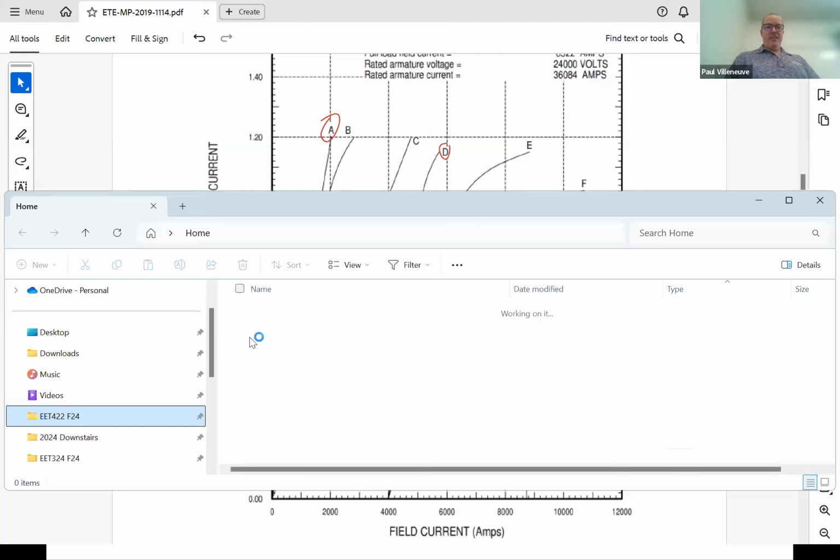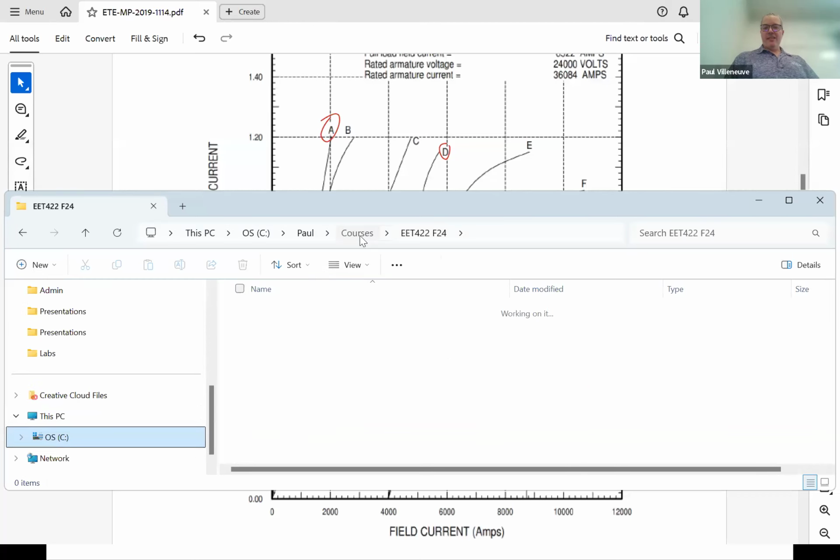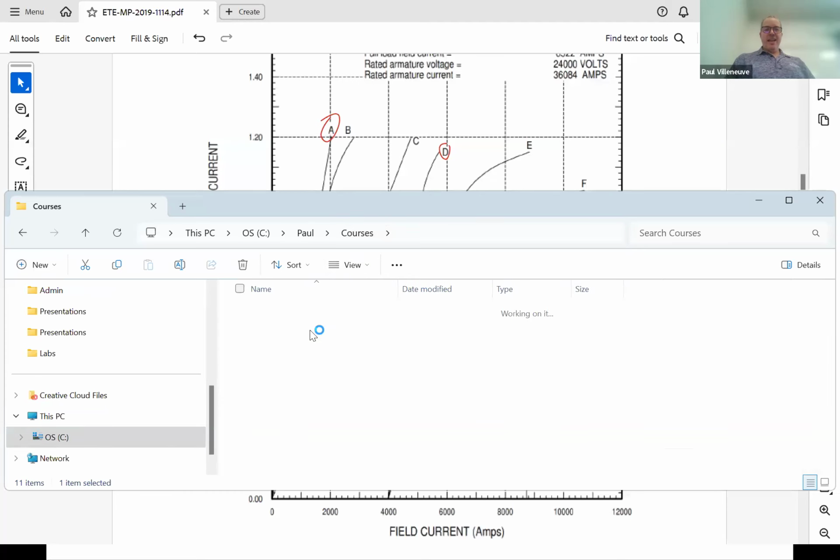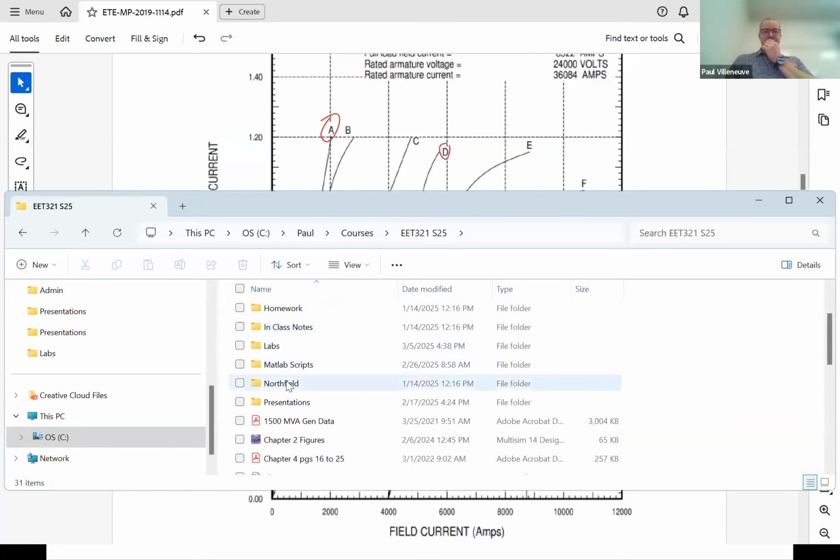All right, so let's take a look at our pump storage facility.